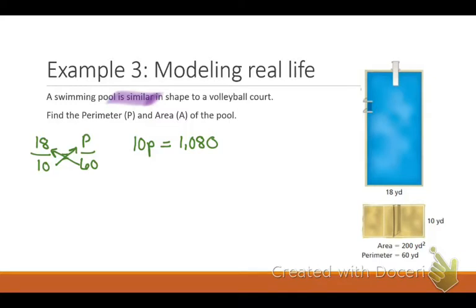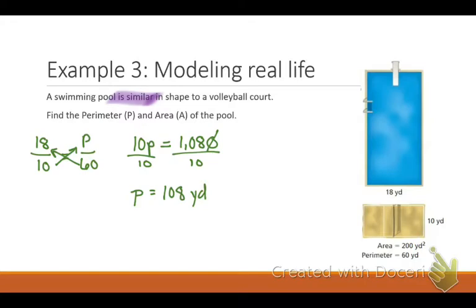Okay, volleyball, same thing. Tennis court, volleyball court. All right, we have to get specific here. How do I solve for P? Angeline, what do I need to do to both sides to solve for P? Divide both sides by 10. When I divide a number by 10, I'm essentially taking off that last digit, right? So P equals 108 yards. The swimming pool perimeter is 108 yards.